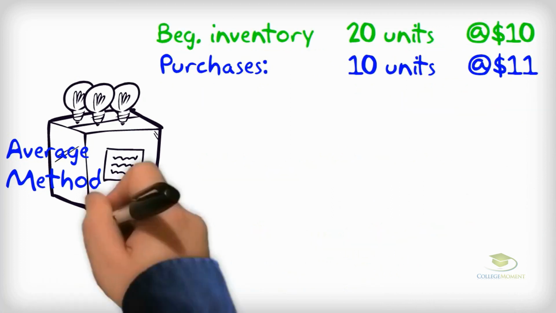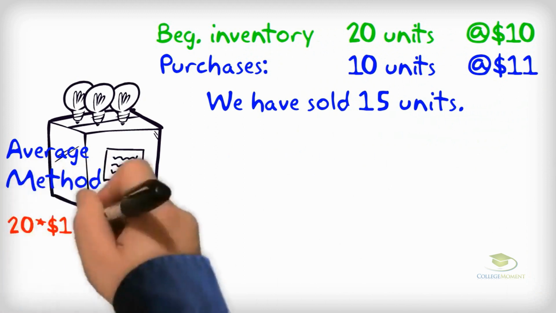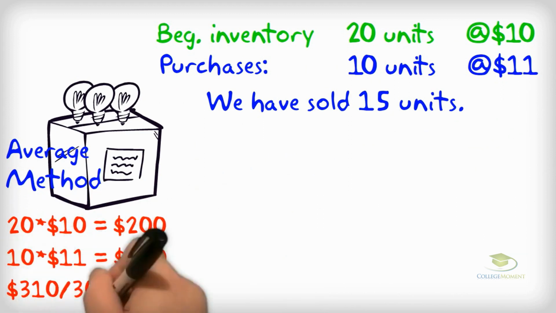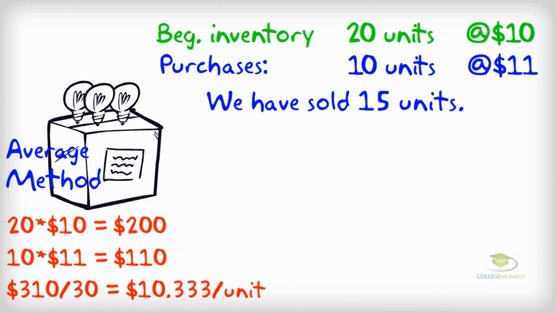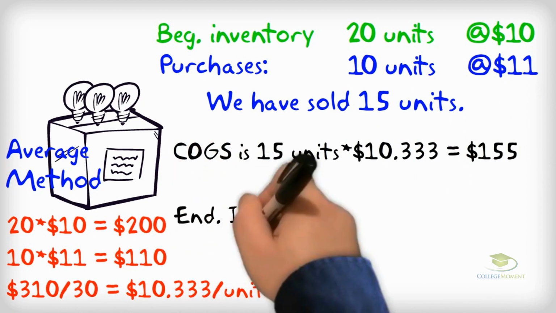First, we need to find the average cost per unit. To find that, we need to find the total cost, which is 20 units at $10 and 10 units at $11. That adds up to $310. Divided by 30 units total, we get $10.33 average cost per unit. The cost of goods sold for 15 units sold is $155. The value of ending inventory for 15 units left in ending inventory is $155.